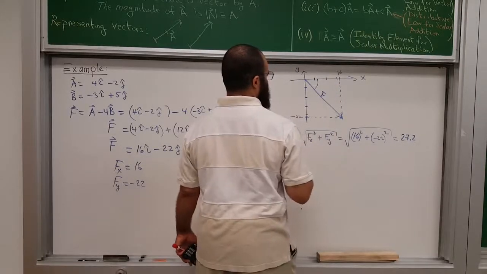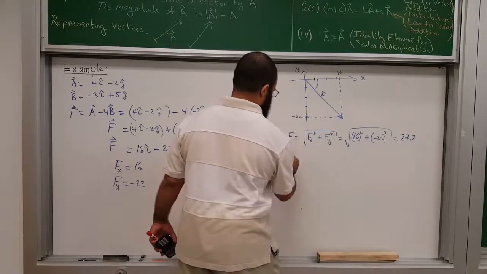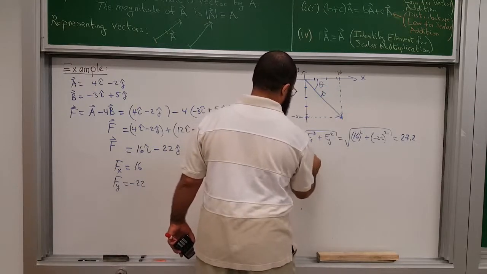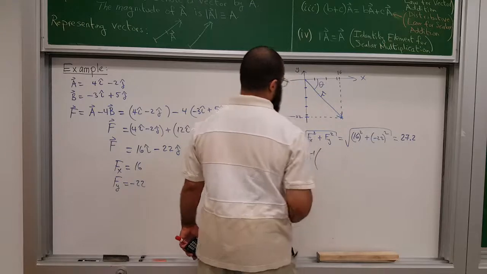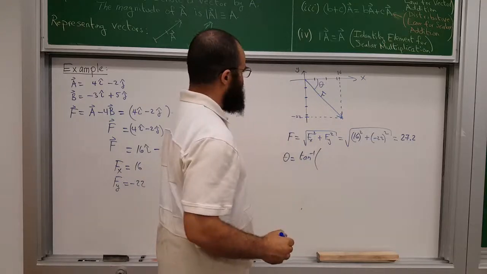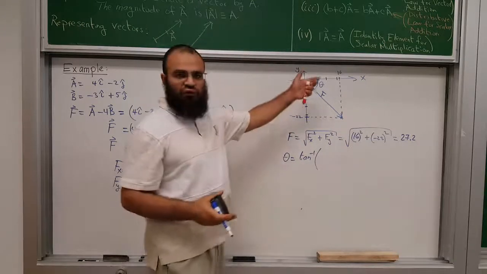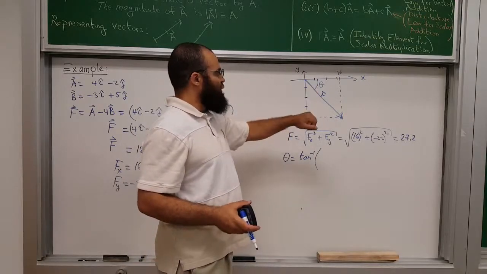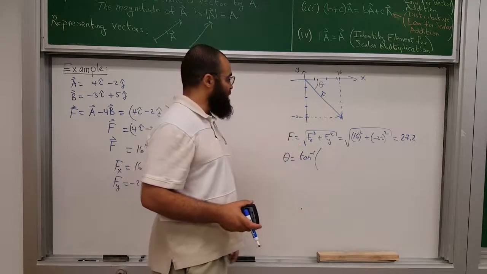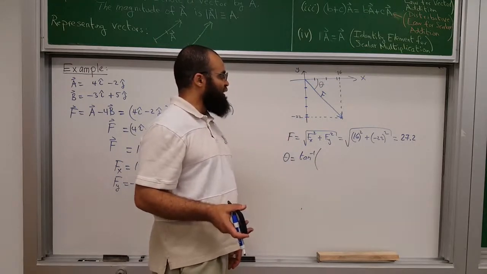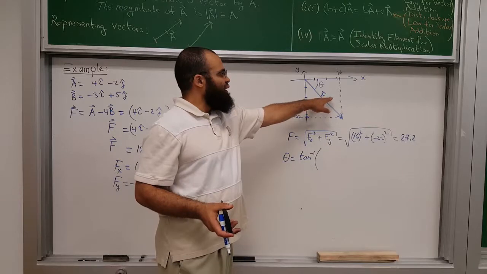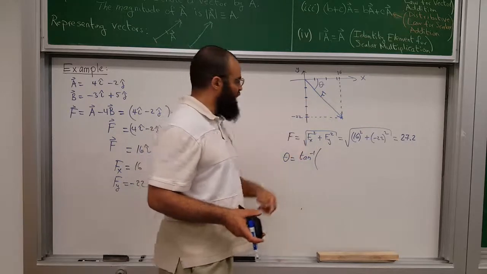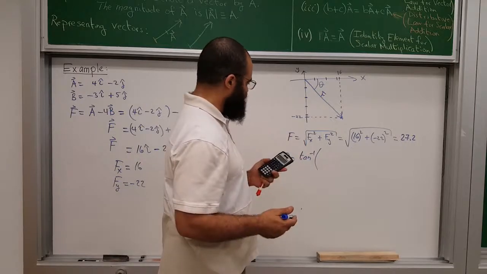If we say what's the direction, well, you have to find this angle here. And so we will use tangent inverse. So the angle, let's call this angle here theta, will be tangent inverse of y over x. You can just put positive 22 over positive 16, or put negative 22 over 16, but the tangent will give you some negative quantity. And since you're already in the fourth quadrant, it's fine. It will give you the right quantity.